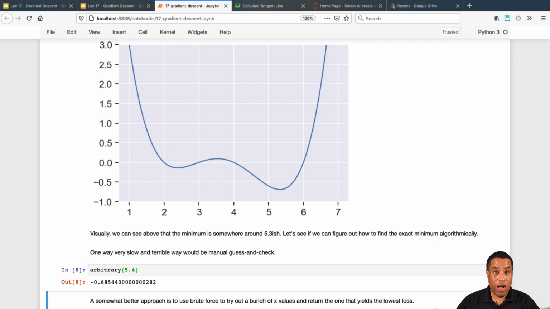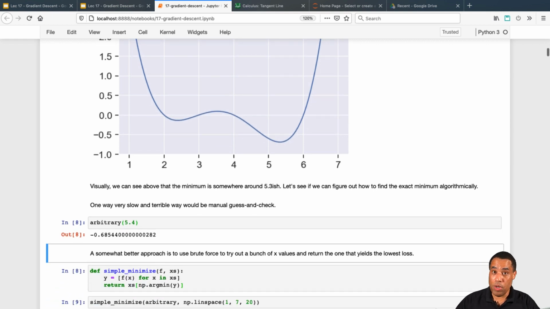We could try this approach on a function, but it would be a very painful thing to do because we'd have to try lots of values, and it could take us a very long time to find the minimum. So a better approach might be to try brute force. Instead of me sitting here typing, or you sitting there typing these values, why don't we just generate an array of values and look for the value that is the minimum.